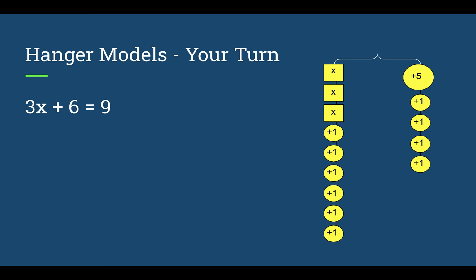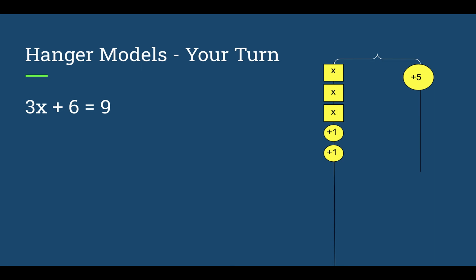Hopefully you had a chance to go through and try it on your own, but let's look at how to solve it. So I notice that there's a bunch of 1s on the left and a bunch on the right. There's 4 on the right, so if I get rid of 4 on the left, I can get rid of those 4 on the right.